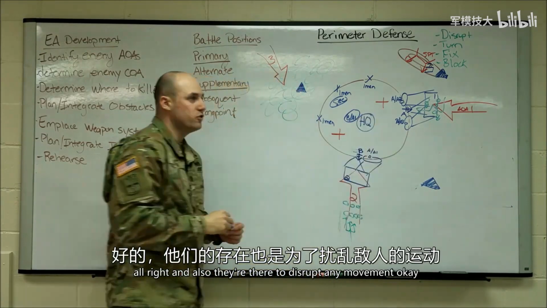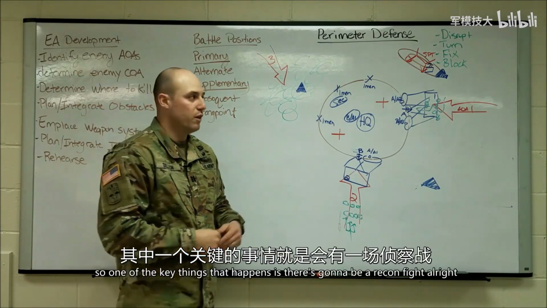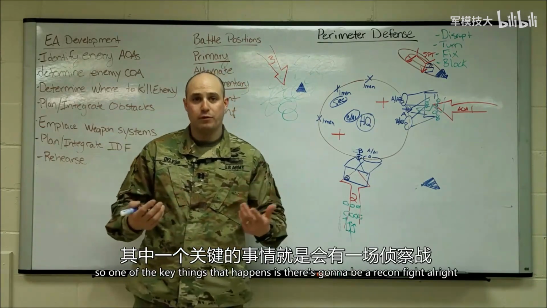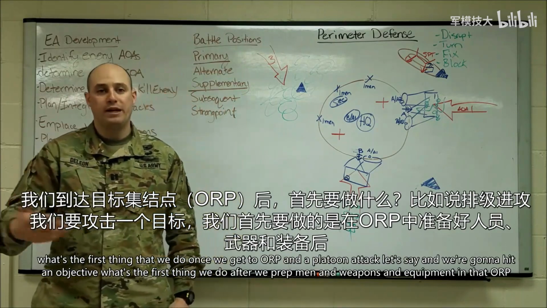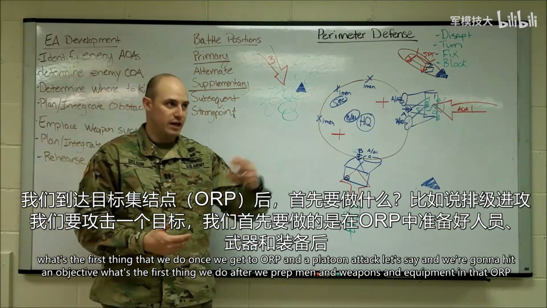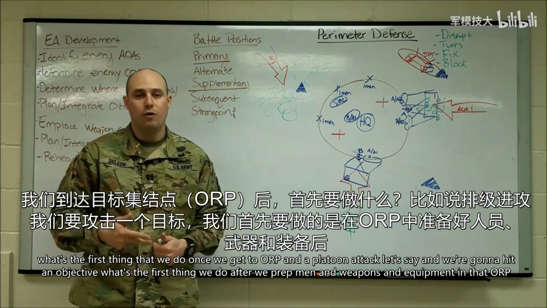All right. And also they're there to disrupt enemy movement. Okay. So one of the key things that happens is there's going to be a recon fight. All right. What's the first thing that we do once we get to our ORP in a platoon attack, let's say, and we're going to hit an objective? What's the first thing we do after we prep men, weapons, and equipment in that ORP?